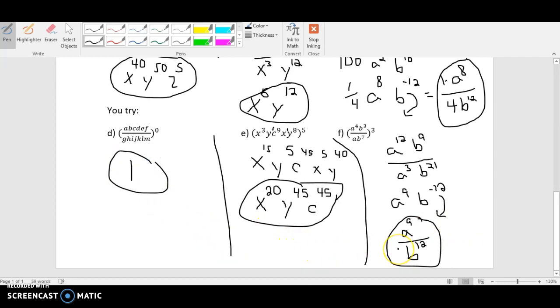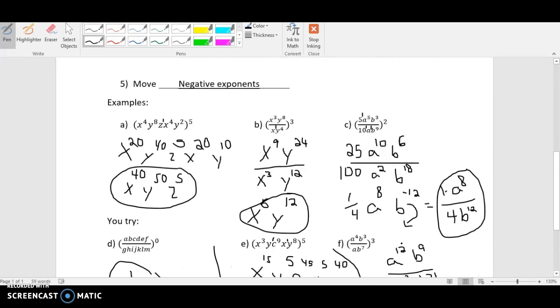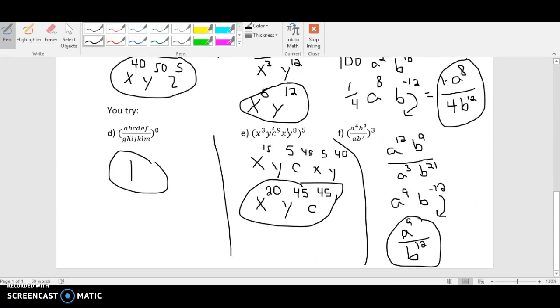Okay, so this is how you combine the exponent laws together. Kind of a quick little note sheet here for today, but I really hope you guys got a lot out of this. This is what we're going to be spending the next couple days on, is really just putting these laws together and seeing how they work with each other.